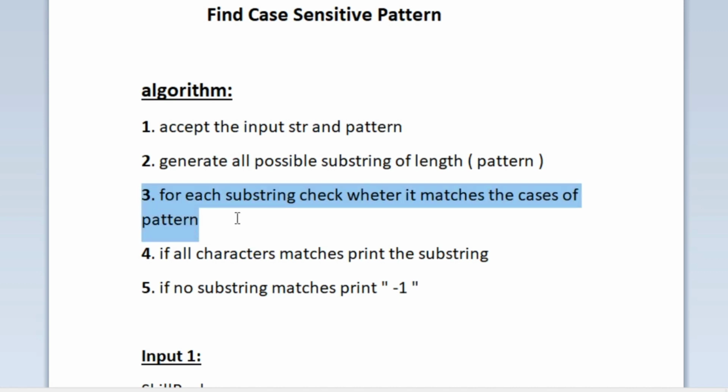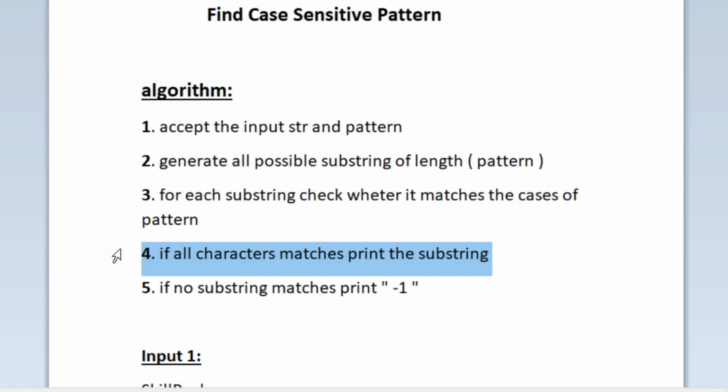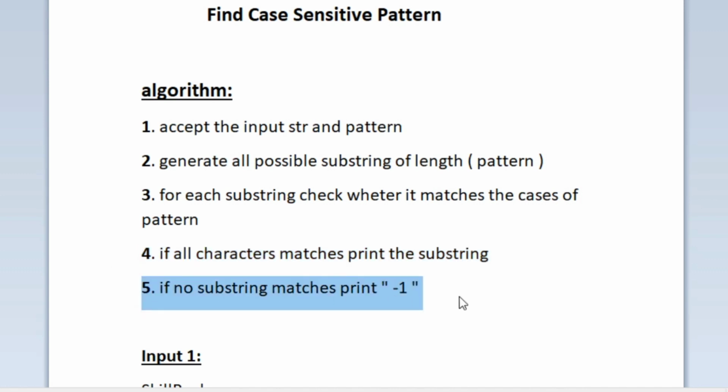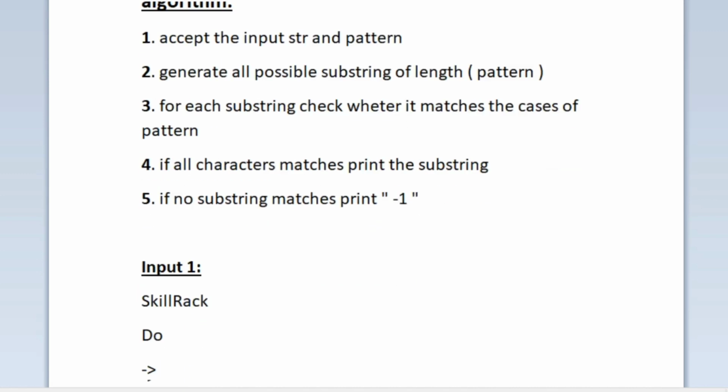So we have to compare all the characters of the substring with the pattern. And then if all the characters match, then we have to print the substring. And if none of the substrings match the pattern, then we have to print -1. So let us see our sample input output.